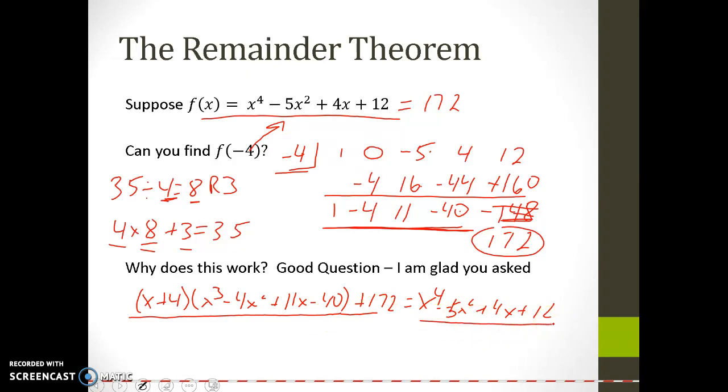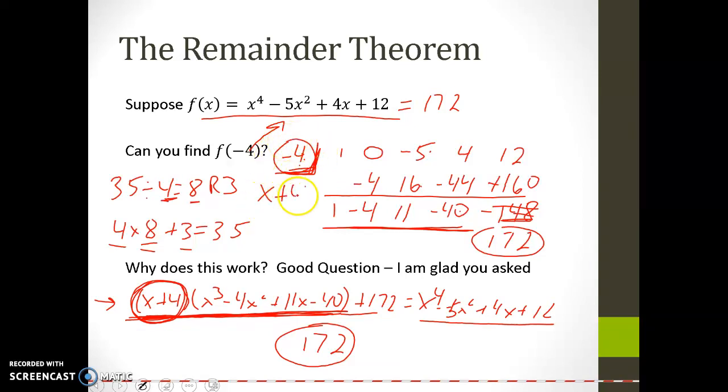Well, if I plug negative 4 into the expression on the left, this is going to give me a 0, which means this product will always be 0, and I will have 0 plus 172, which is just 172. That'll always be my answer. And I will always have a 0, because if I plug in negative 4, my factor would always be x plus 4. And so that means if this is 172, this will also be 172 if I plug in the same number. So this is called the remainder theorem.